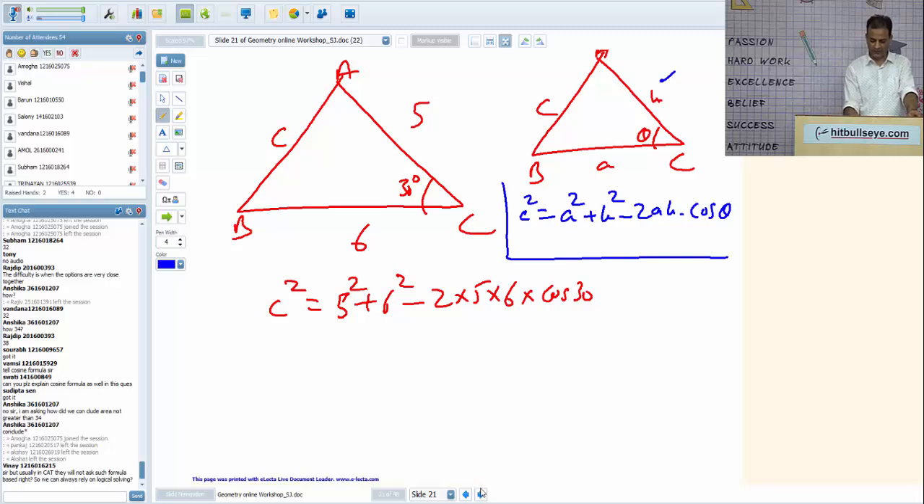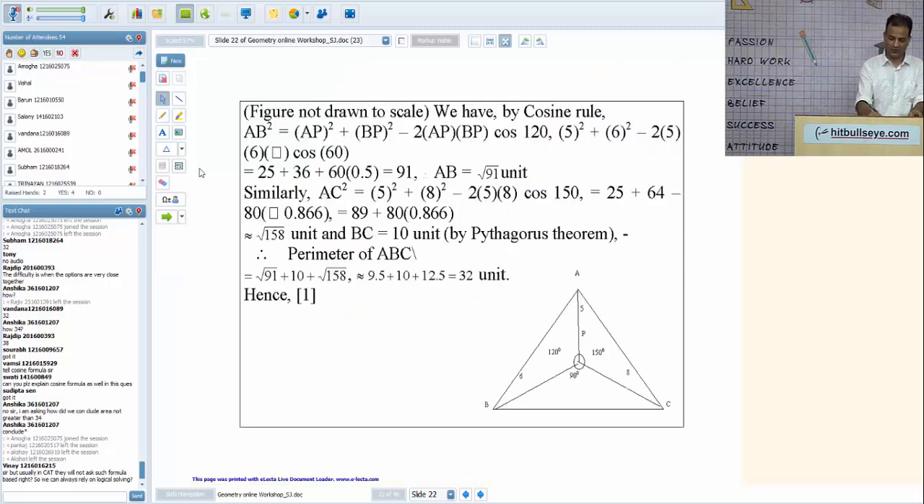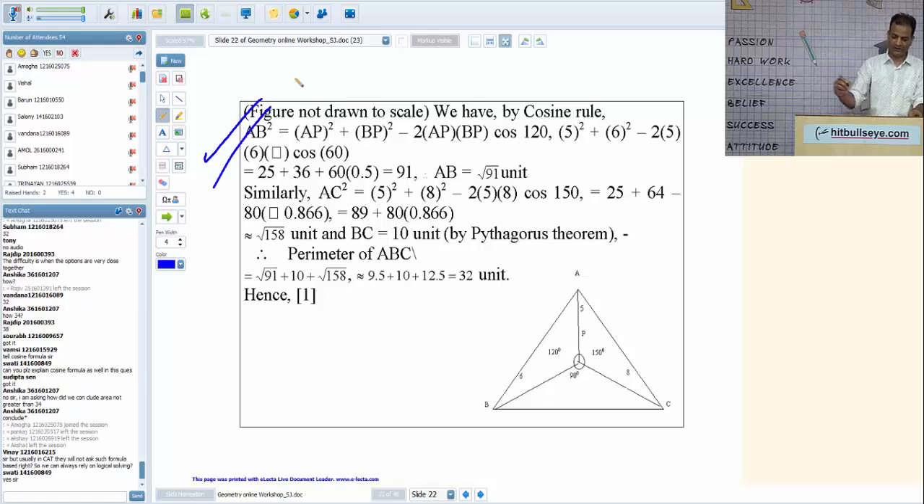Again, for this question, the explanation is given with the cosine formula also. You can see the detailed explanation of how we found the sides. If you want to see, you can go through that formula. Cosine rule: AB square equals AP square plus BP square minus 2 AP times BP cos of the angle. Clear? Logically we have done it, and by the other way also.